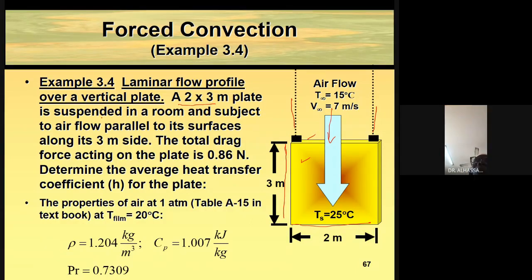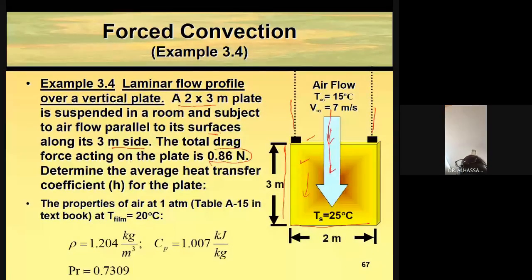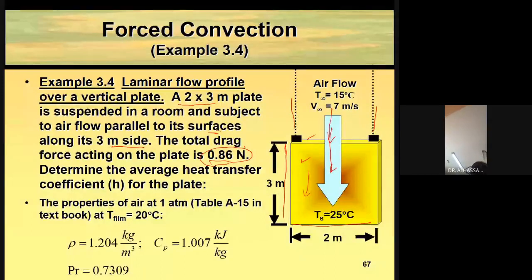So the plate is suspended in a room and subject to airflow parallel to its surface along its 3 meter side. Now, the total drag force is acting on the plate. When the air is flowing across the plate, there will be a force trying to drag the plate, and that total drag force is given by this. You understand me? So you see how important the skin friction coefficient now is, playing a large role. Now determine the average heat transfer for the plate.